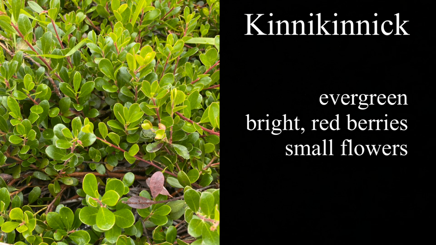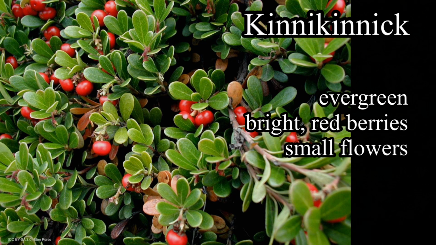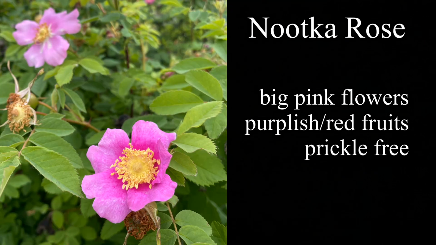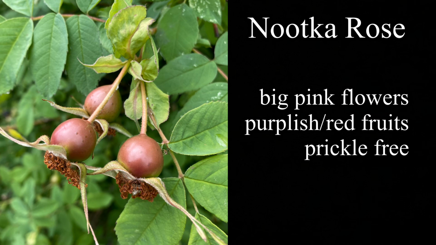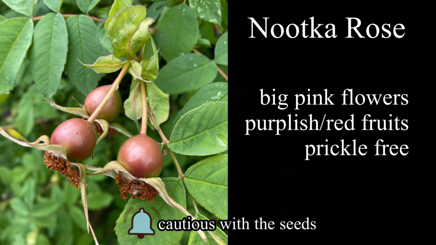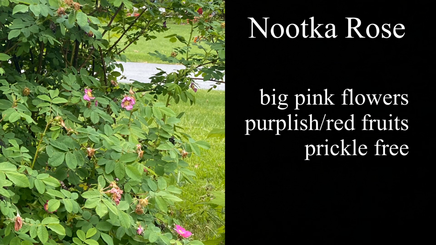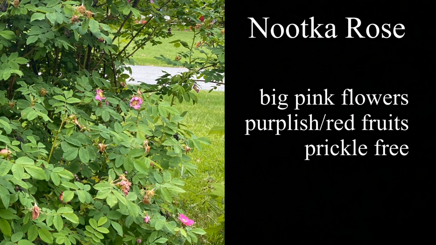Kinnikinnick and Nootka rose are two other native angiosperms that make a great addition to your home garden. Kinnikinnick makes a great ground cover with its evergreen leaves and bright red berries. The flowers of the kinnikinnick are a little less noticeable, being small, pinkish white and drooping. The Nootka rose, however, has big, beautiful pink flowers and is great for our native pollinators. The purplish red fruits of the Nootka rose are often called rose hips, and they can be made into jellies or teas. The seeds are really hairy, however, and are generally removed beforehand. As an added bonus, the Nootka rose is mostly prickle-free.